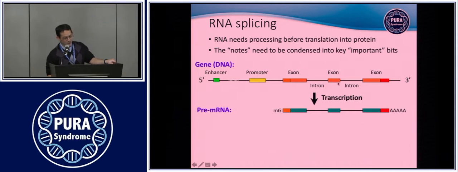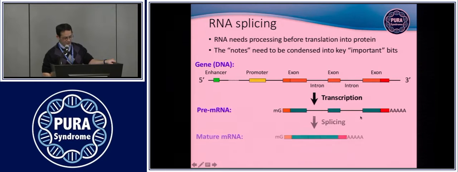And when the RNA is made at first, it contains everything, okay? But we don't want all of that. We actually want to get rid of these little bits in the middle, and this is a process called splicing, where you cut out the introns and you stick together the exons like this, and then you have a finished RNA product, a messenger RNA, and that is what gets made and translated into protein.